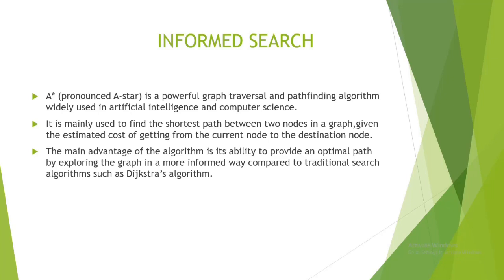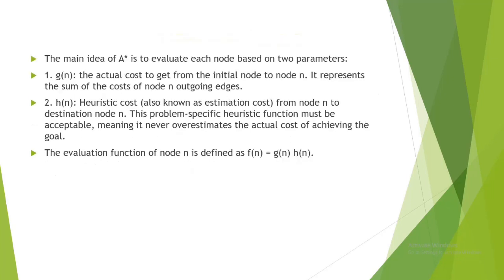A-star is a powerful graph traversal and pathfinding algorithm, which is widely used in artificial intelligence and computer science. It is mainly used for finding the shortest path between two nodes in the graph, using the estimated cost of getting from the current node to the destination node. The main advantage of A-star search is its ability to provide an optimal path by exploring the graph in a more informed way compared to traditional methods like Dijkstra's algorithm.